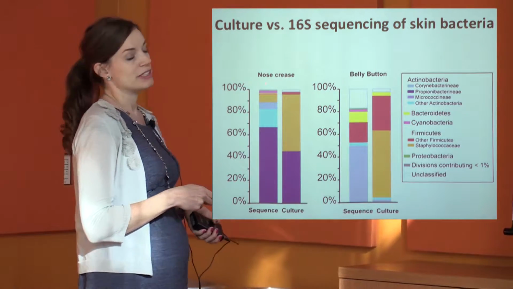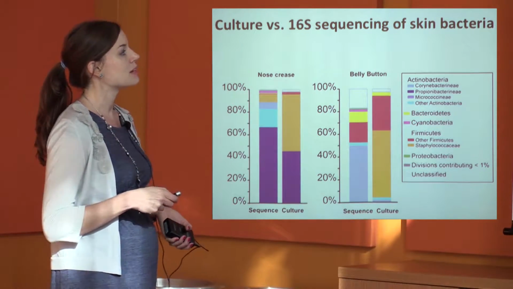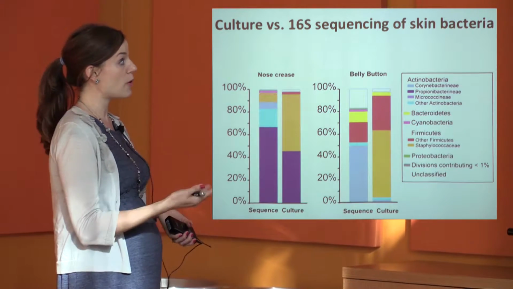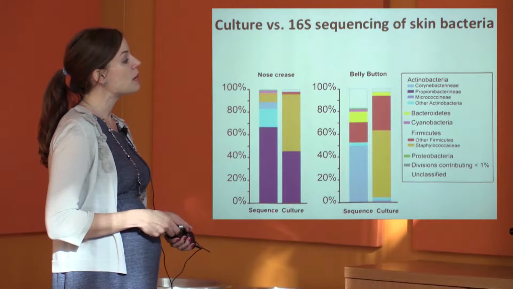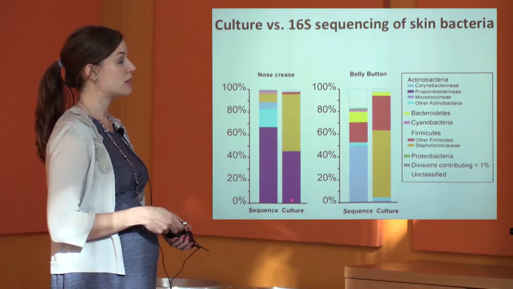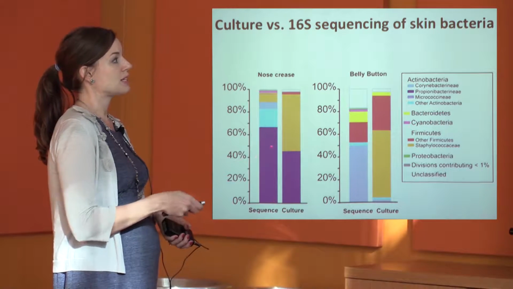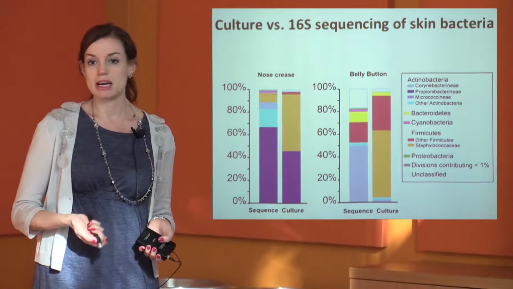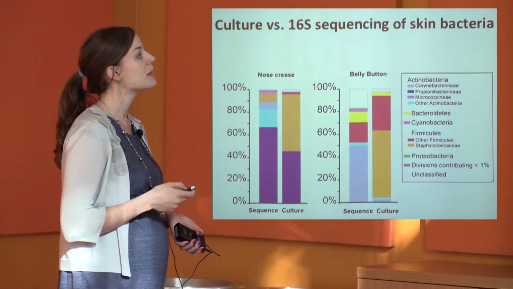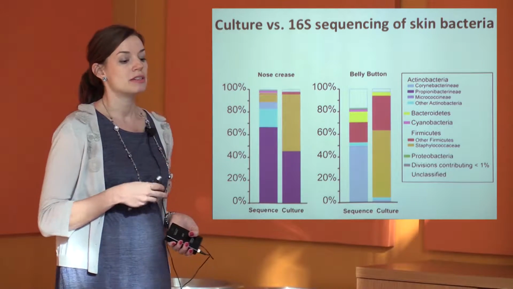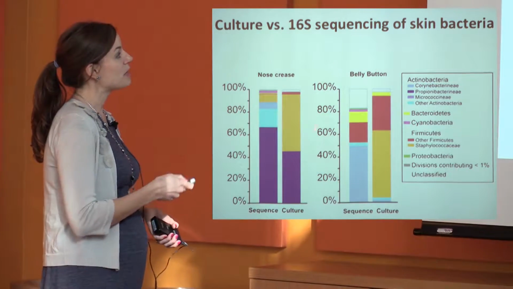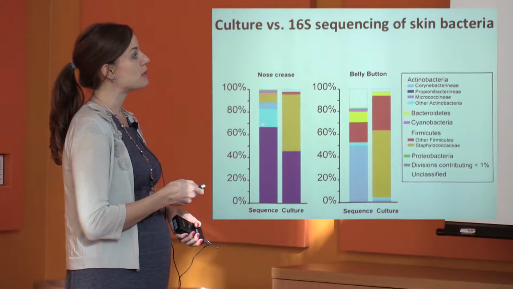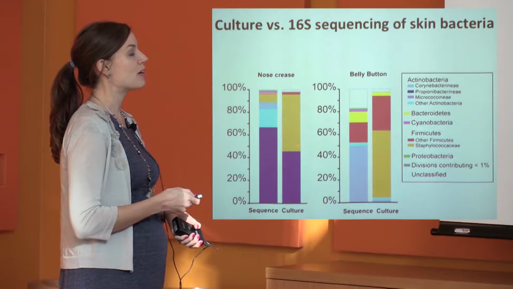So here are two different sites we looked at. The crease by your nose, which is very oily, and then the belly button. And you can see when you compare sequencing to culture, you get the same dominant type of bacteria, which is a Propionibacterium, and it's adapted to the oily conditions on the skin. But the remainder is highly variable depending on if you sequence or you culture.